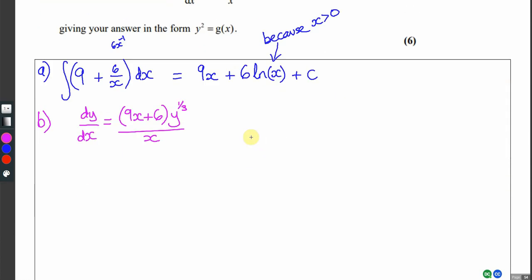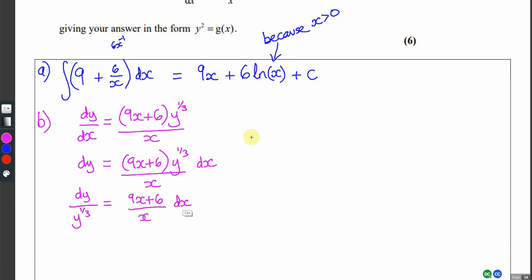So let's go ahead and separate the variables. I'm going to start by multiplying both sides by dx, and then divide both sides by y to the power of 1/3. That has now separated the variables. We're now ready to integrate both sides. The right hand side is part A, we've done that already, so we can focus on the left hand side.